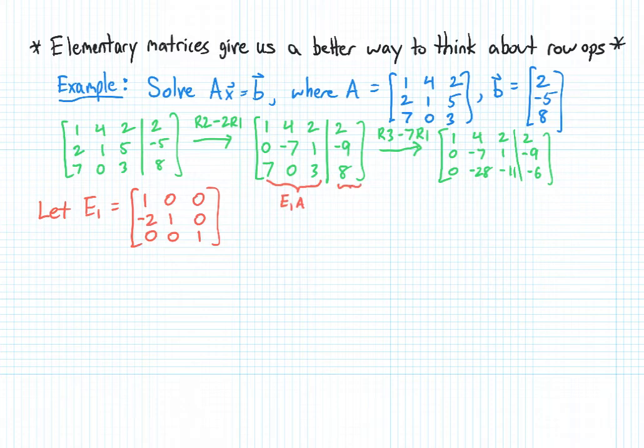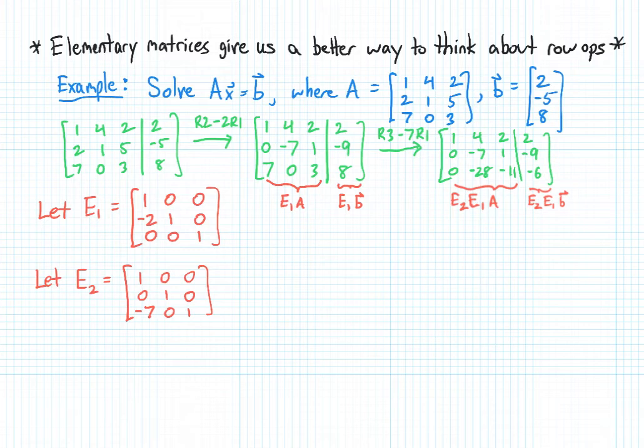But what about this vector on the right? Well, actually, we know what that is too. It's E1 times b. This one you probably should do the multiplication just to convince yourself that it's right. But again, the way that we got that vector from the original vector was by doing the row operation to the vector. So we do get E1 times b. And then we can do something similar for the second step. We let E2 be the elementary matrix that corresponds to that second row operation. And then we know that the result that we're going to get is E2 times whatever we had before.